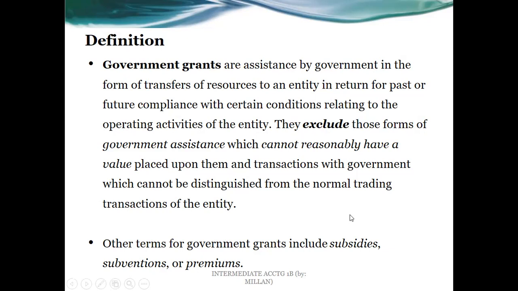Other terms for government grants include subsidies, subventions, or premiums. And we can, of course, have the word government prior in order to differentiate it from the other items: government grants, government subsidies, subventions, or premiums.